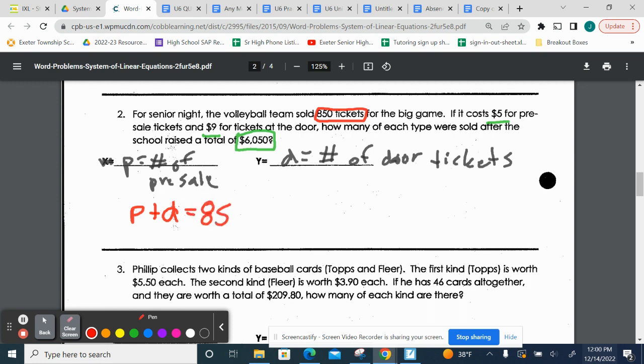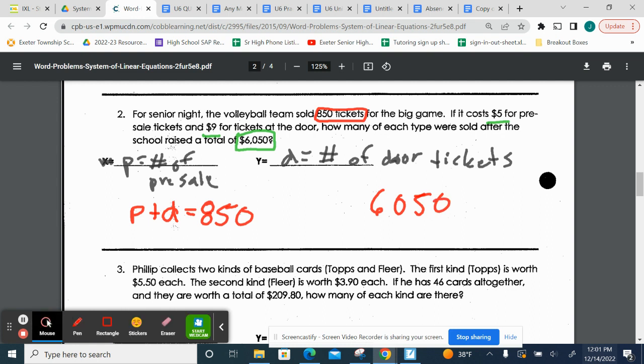So think about it. If there's 850 people in that building in attendance, it's made up of people who bought them ahead of time, bought them at the door. That's all the people at the game. Okay. Everything else is money related. And again, there's a total, 6,050.